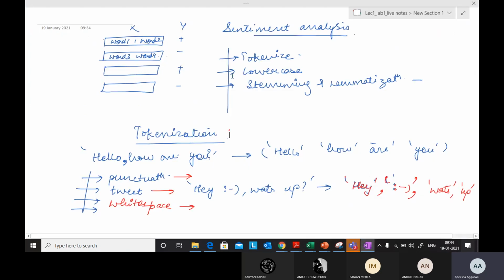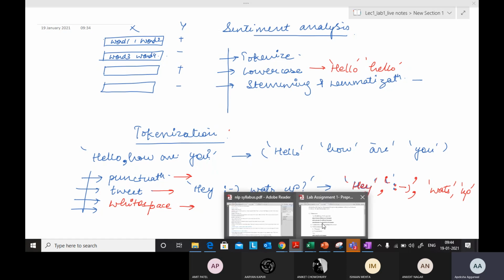After this tokenization, you have to change your text to lowercase. Whatever corpus you are downloading, first of all, do this. Why do we do this? Otherwise, if you don't convert to lowercase, "Hello" would be a different word and "hello" would be a different word. So to consider these two as the same, we change everything to lowercase. Okay. Then we have stemming and lemmatization.